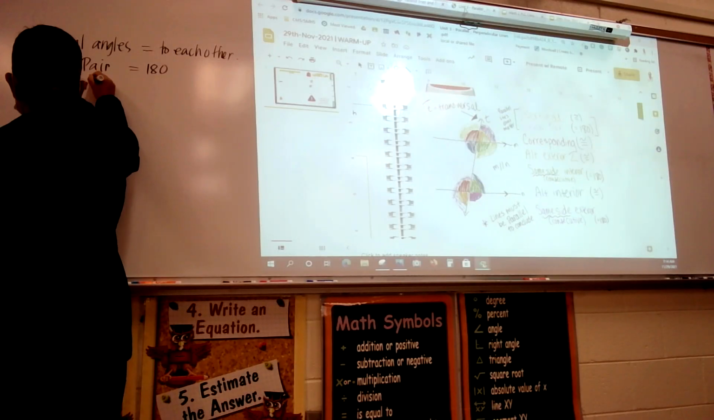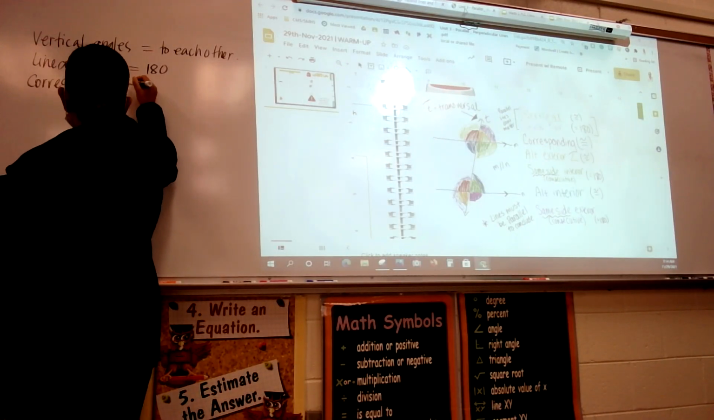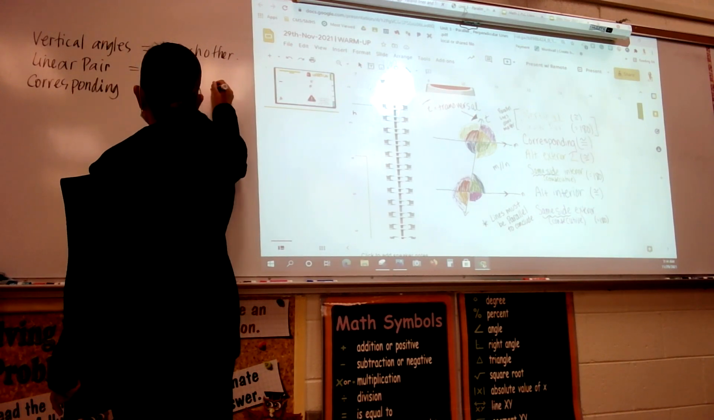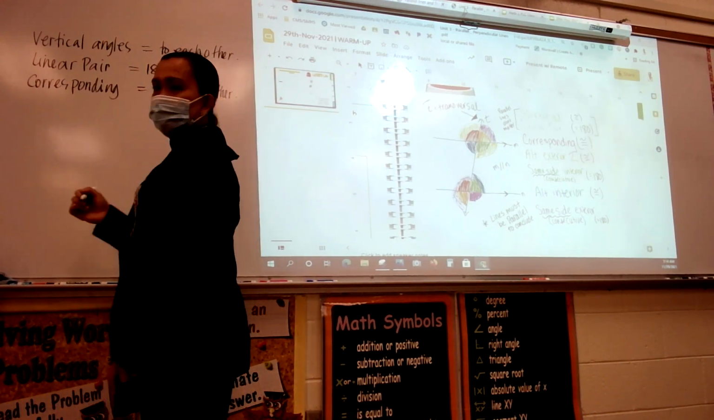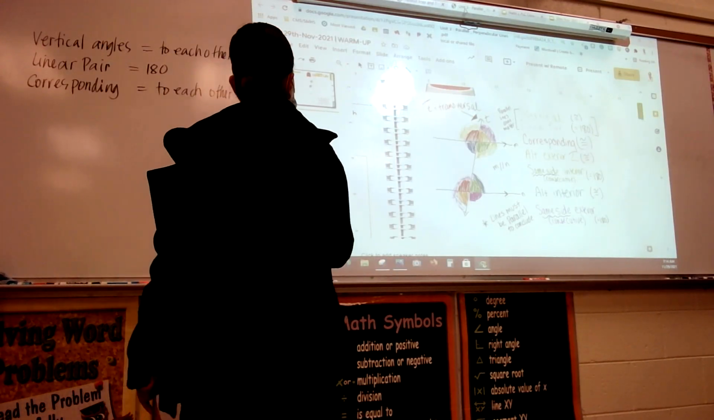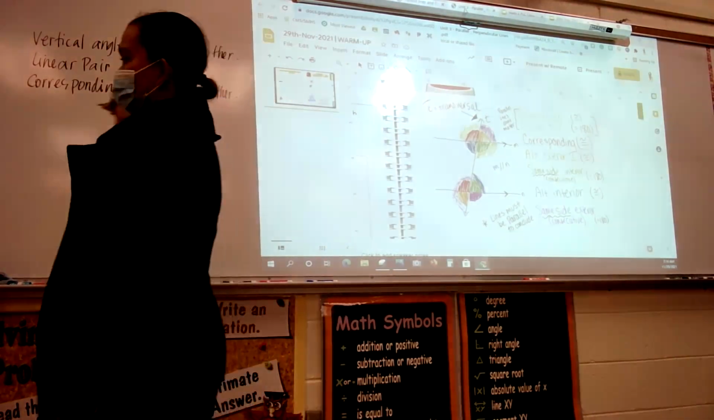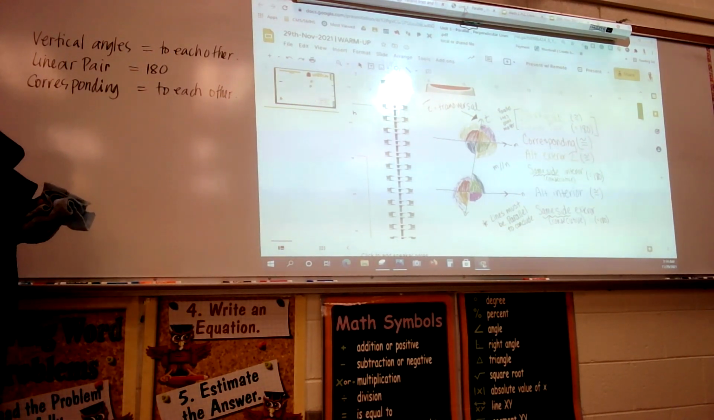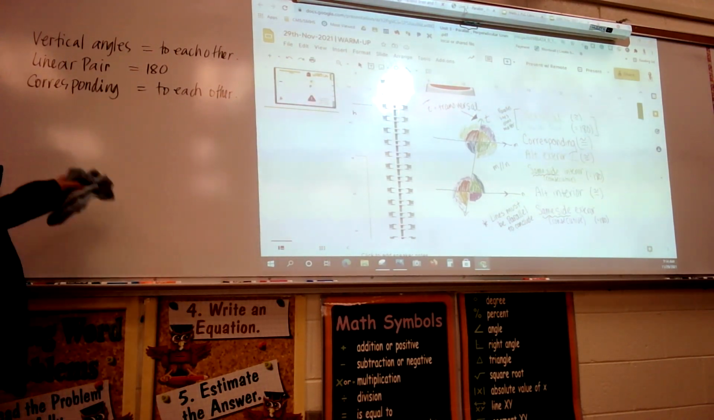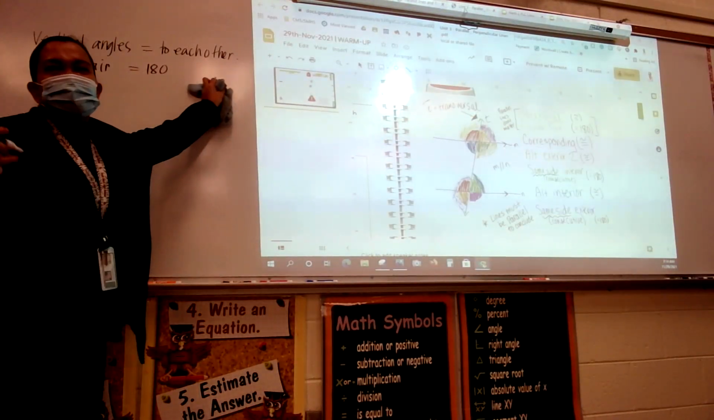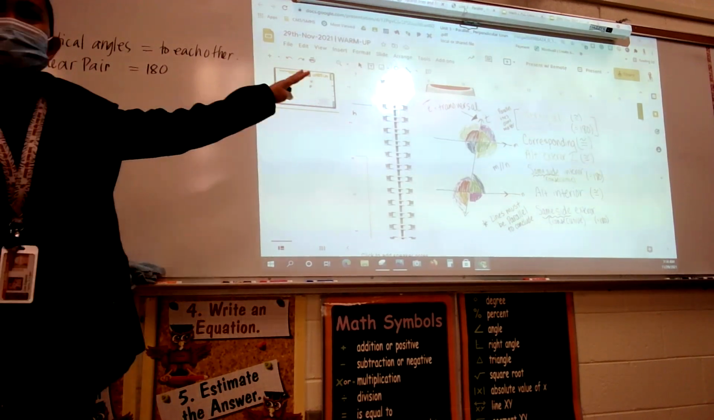Corresponding angles are always equal to each other. That's just like vertical angles. Corresponding as well. Oh, that's for the one that we just finished. We haven't been into that part.